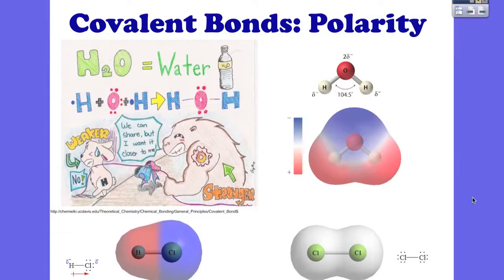Covalent bonds share electrons, but sometimes electrons are not shared equally. As we can see here in this cartoon, in water, oxygen is going to try to pull more electrons than the hydrogen. So there's going to be a polarity here. For this, you need to get your C1 notes, turn to page 8, and let's get started.